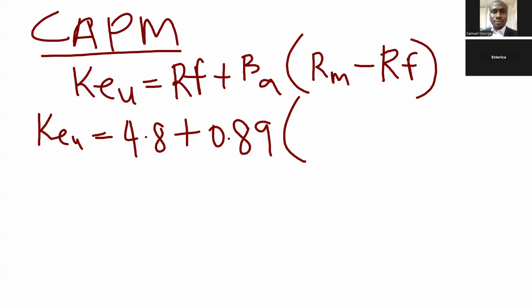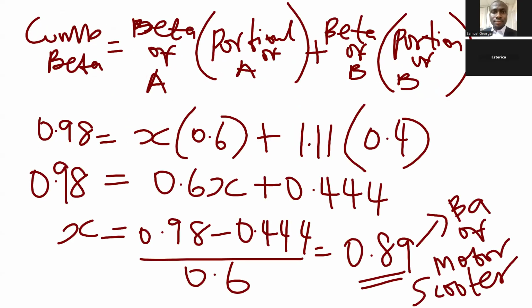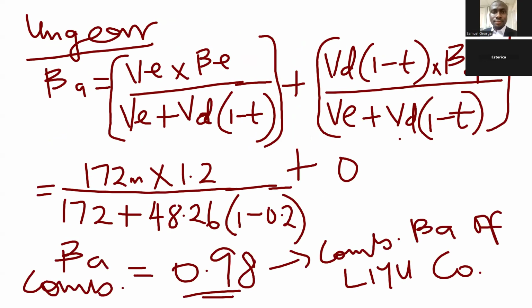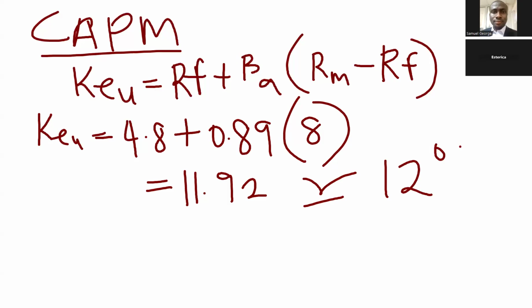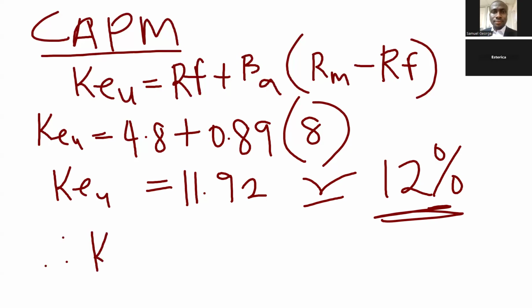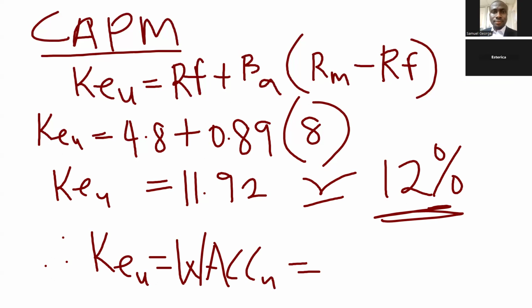Market premium, risk premium is 8. All right, so we calculate all of this. I would say 8 times 0.89, I got this, plus 4.8. That is 11.92, approximately 12%. Therefore, since KEU is equal to WACC, it is equal to 12%.